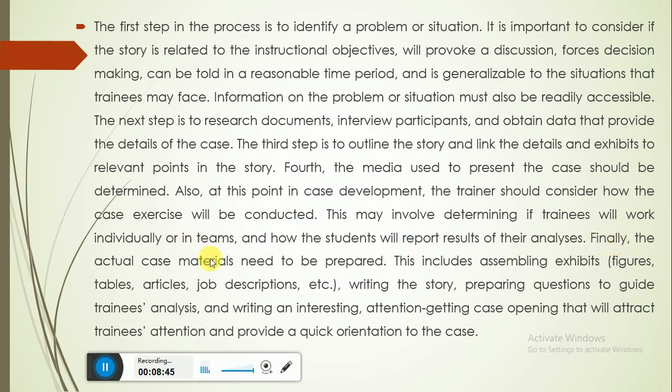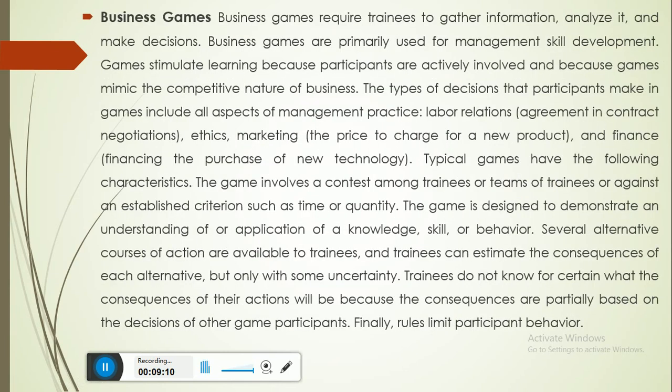Finally, the actual case material needs to be prepared. This includes assembling exhibits, figures, tables, articles, job descriptions, etc., writing the story, preparing questions to guide trainees' analysis, and writing an interesting, attention-getting case opening that will attract trainees' attention and provide a quick orientation to the case. So that's all about the process of case study.